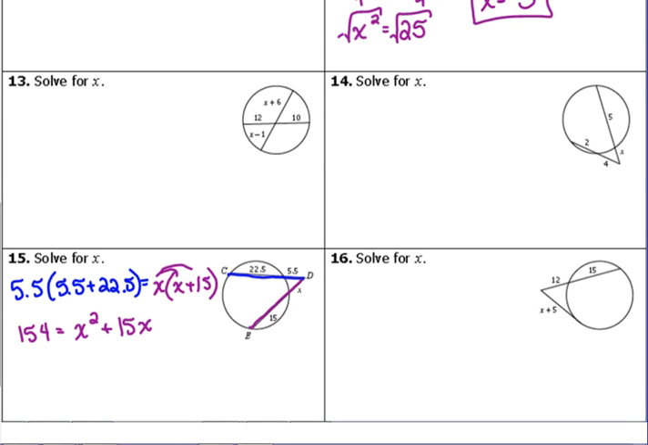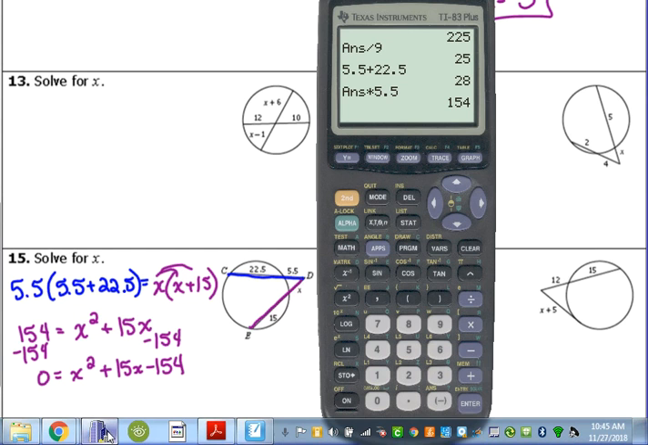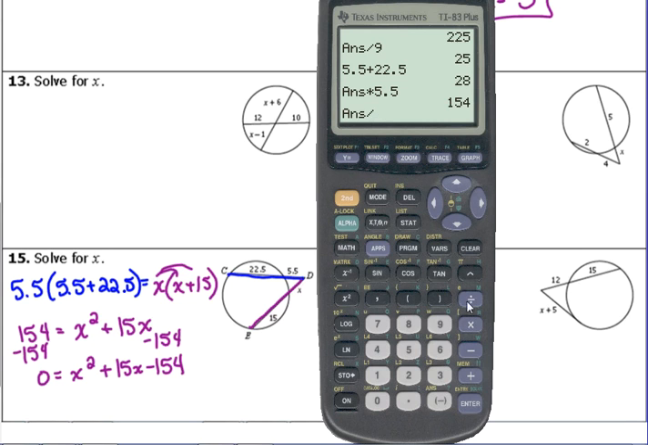Factoring. We can't just solve for x because we've got two x's. We've got x squared and we have x. So we can't just solve for x here. We're going to have to factor. So if we factor, that means everything has to be on one side. It has to be equal to 0. So we subtract that 154 over. Okay, now we got to find some factors of 154.